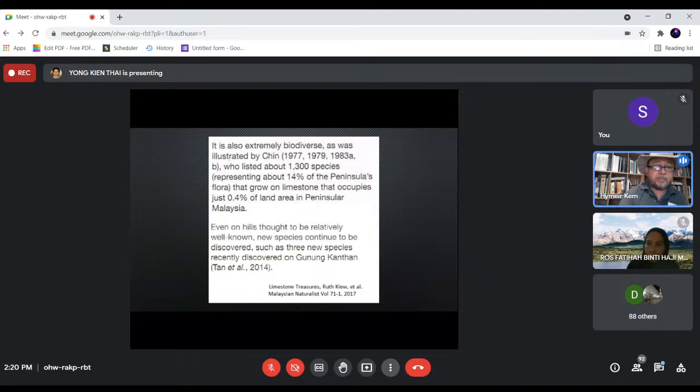So what this tells us is that a lot of limestone hills in the peninsula are not well investigated. Even Gunung Kantan is relatively well investigated because it's very accessible, still, new species can be found. Even at Batu Caves, not long ago, a friend of ours found new species of springtails. And Batu Caves have been studied a lot for close to 120 years, a bit more. So we still find new species, because a lot of limestone areas are not well documented and not well visited by scientists.